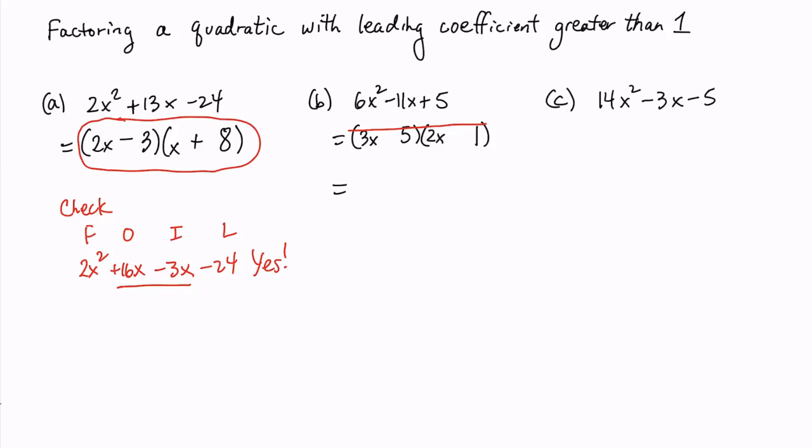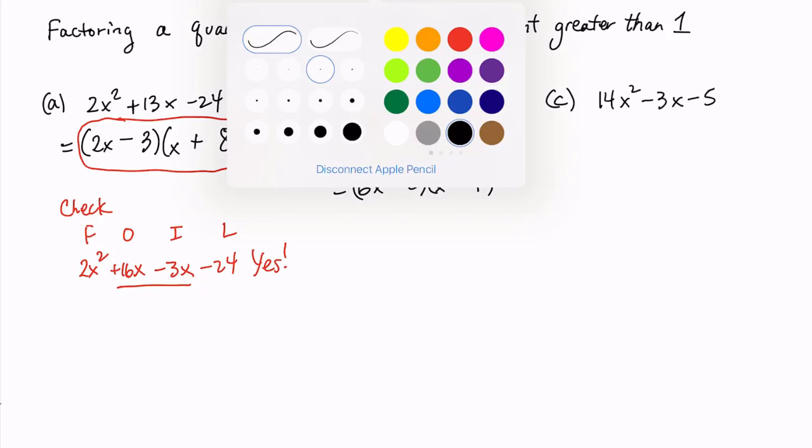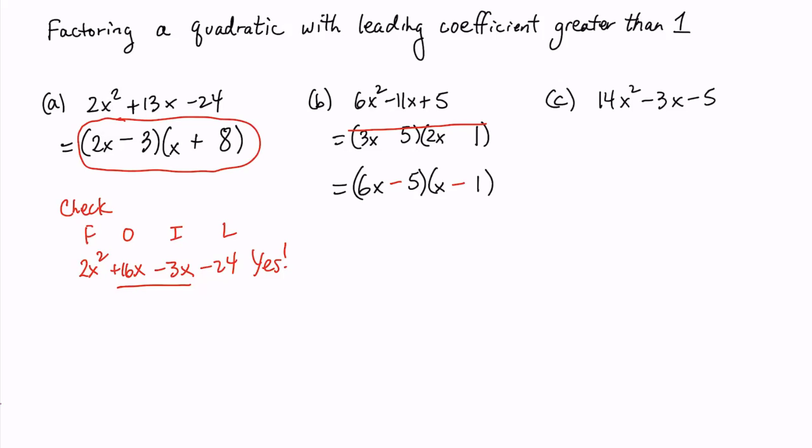Let's try 6x this time and an x. And let's play around with factors of 5 that would help us make 11. So let's put a 1 here and a 5 here. And let's see what our signs are. Let's take an educated guess. Let's try that. And let's make sure we check.